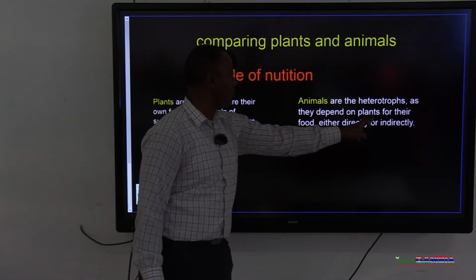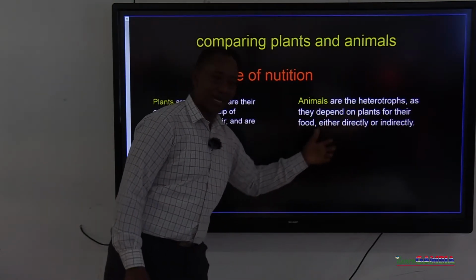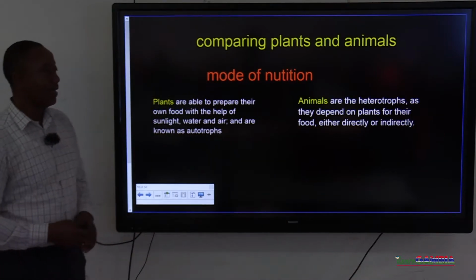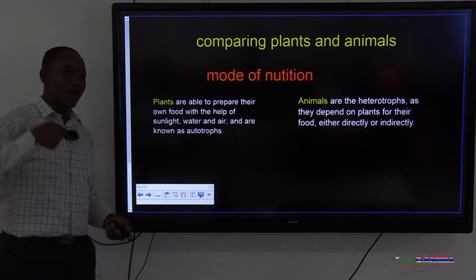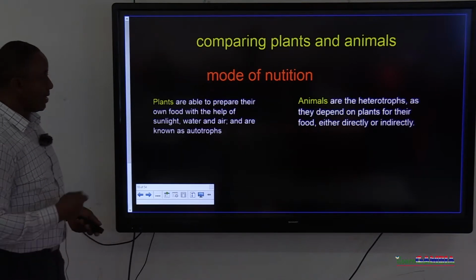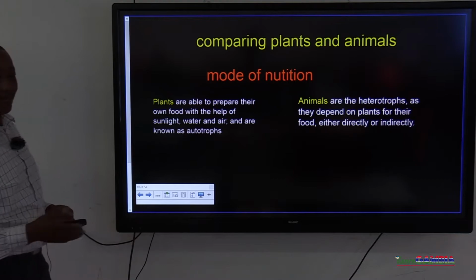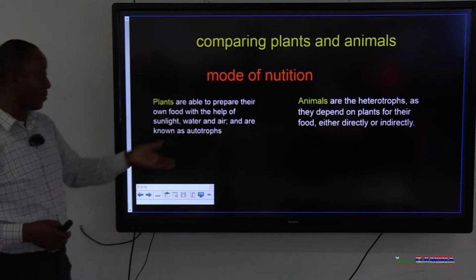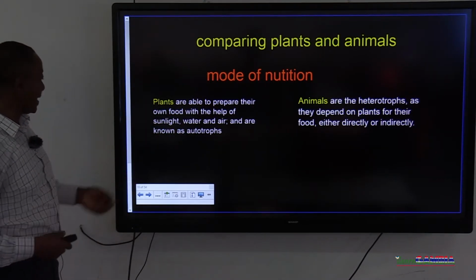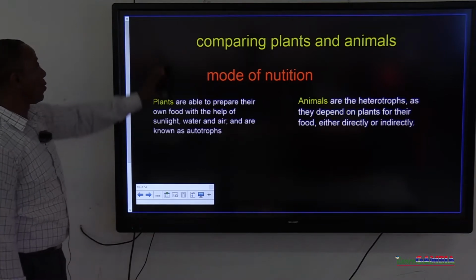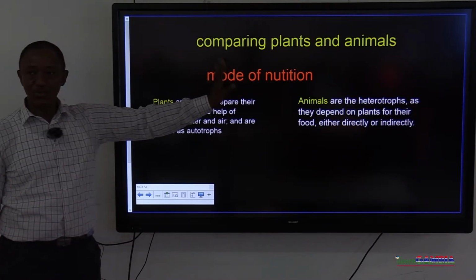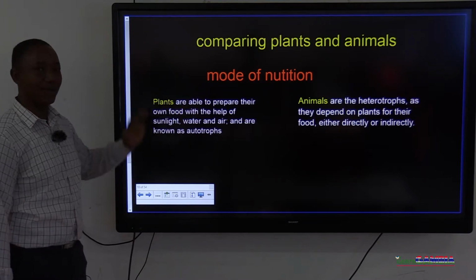So they depend on plants for their food, whether it is directly or indirectly. Directly, if you go and pluck a mango and you eat that, you are eating directly the mango. But if you now go and eat a rabbit that has been eating groundnut, so you are indirectly eating the plant. So one basic difference between plant and animal is the way they feed.